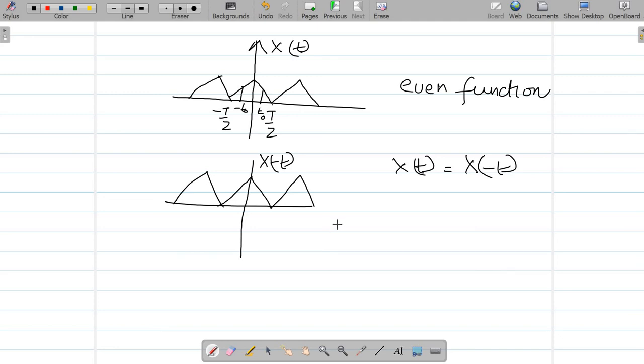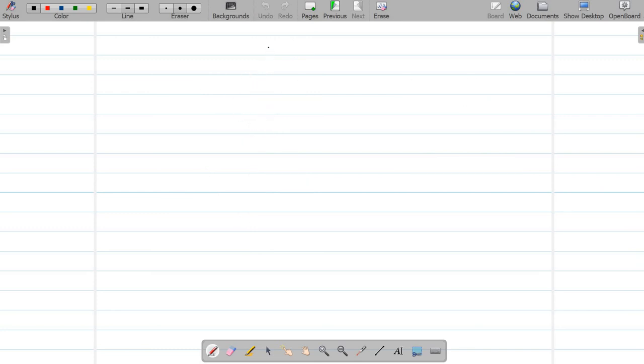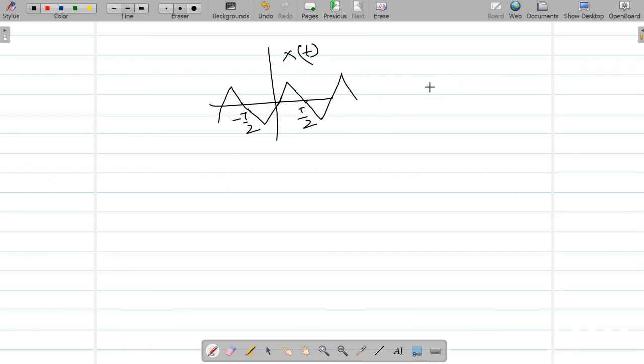A wave having this type of behavior is known as an even function. So what is an odd function? Suppose we are having a wave which is something like this. So this is negative T by 2 and this is positive T by 2. Here if you flip this wave, then x of t will be equal to negative of x of negative t, which just means it's an odd function.